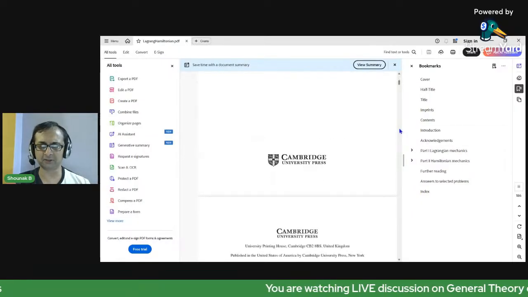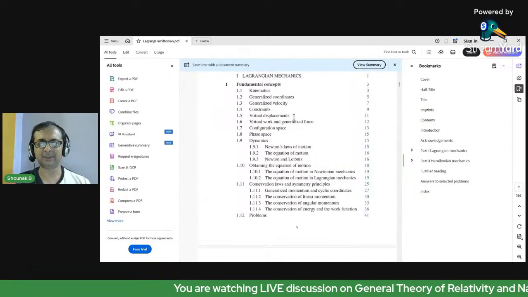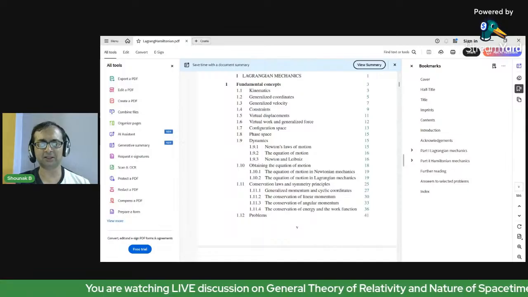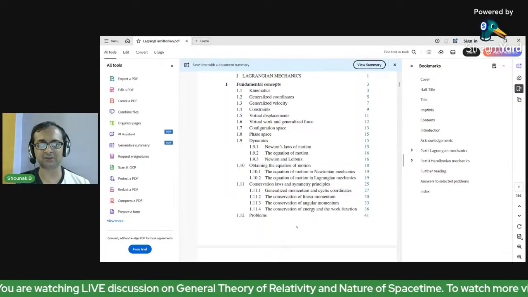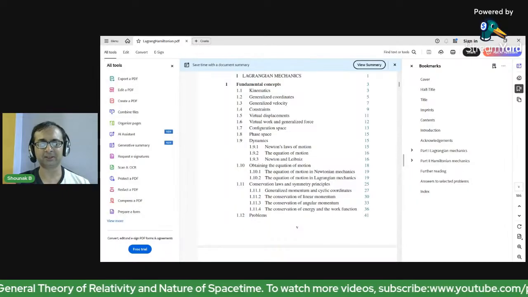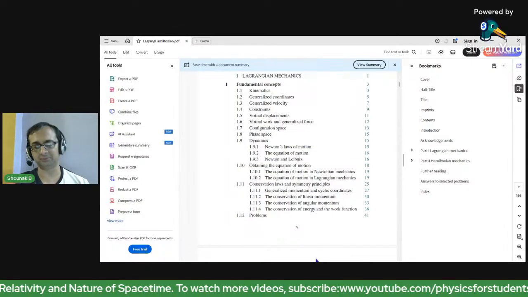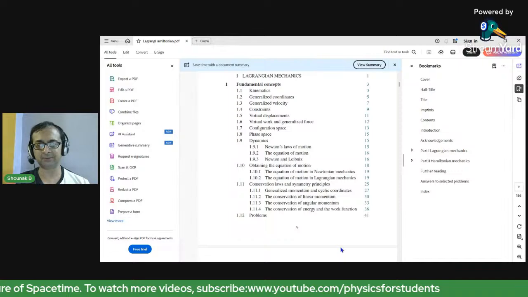This is for self-learning. It starts with kinematics, generalized coordinates, generalized velocity, constraints, virtual displacement, conservation, everything is being covered. This is definitely a very good book for Lagrangian mechanics. Okay, let me stop the screen sharing and get back to the topic.